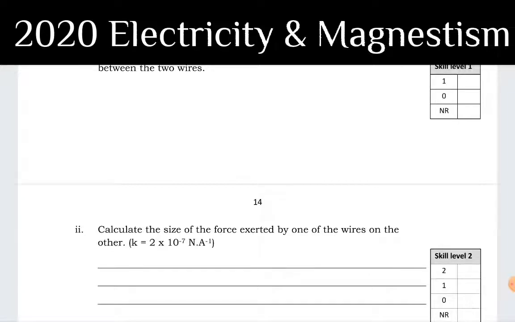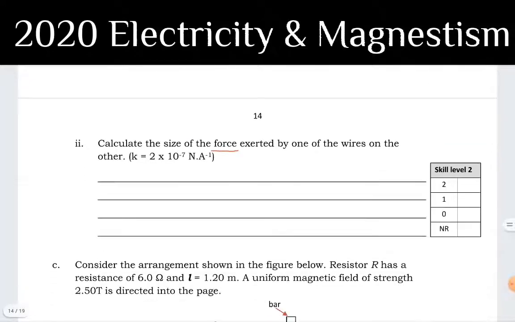Part 2 is calculate the size of the force exerted by one of the wires on the other. And we are given the constant K, which is equal to 2 times 10 to the negative 7 newtons per amp squared. The way to calculate the size of the force is to use one of the formulas that we've been given to calculate the force between two parallel current conducting wires.